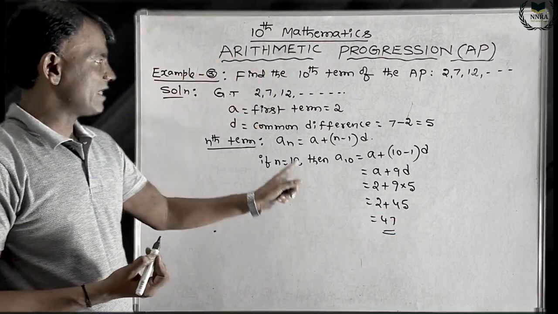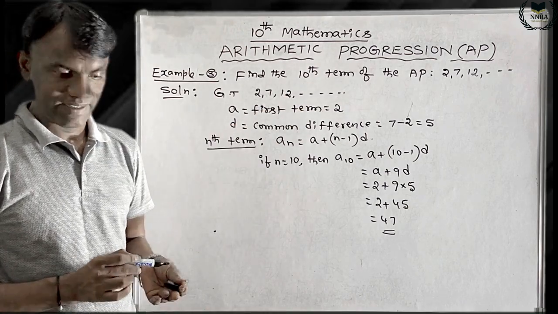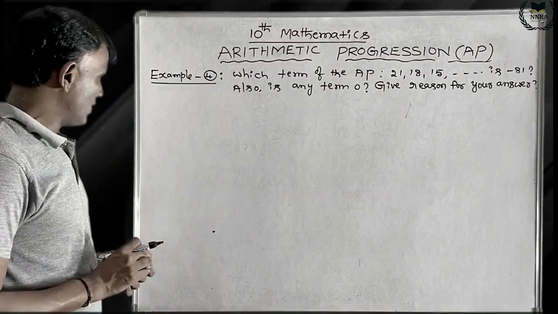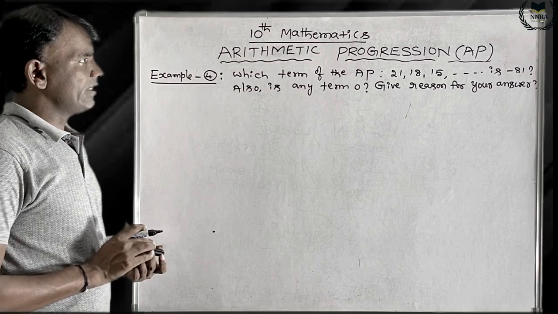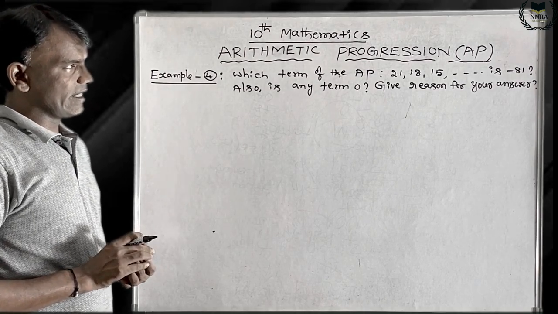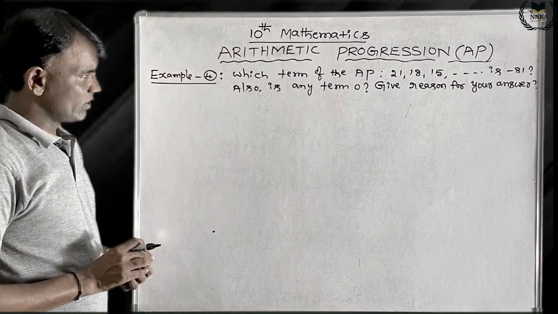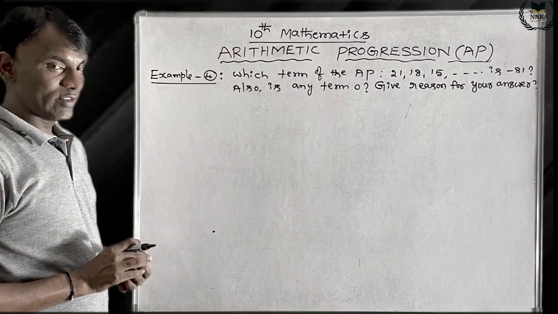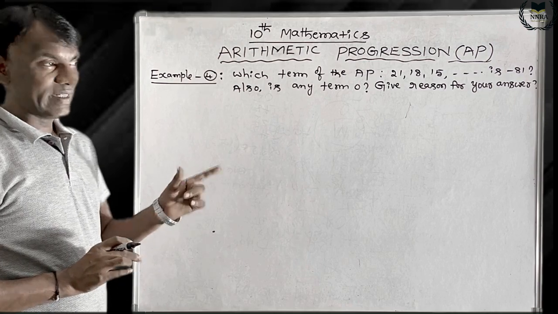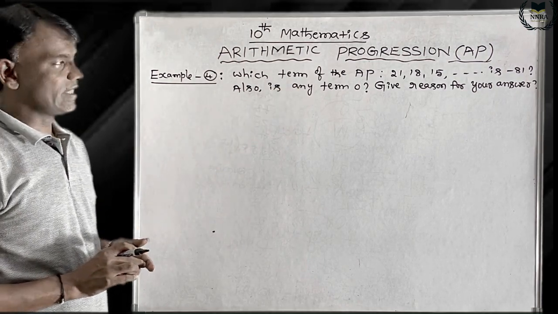So this is the required 10th term of the given arithmetic progression AP. Clear? Okay. Now example number 4. Which term of the AP 21, 18, 15 and so on is minus 81? Also, is any term 0? If the term is there, give reason for your answer. That is the meaning of this question.